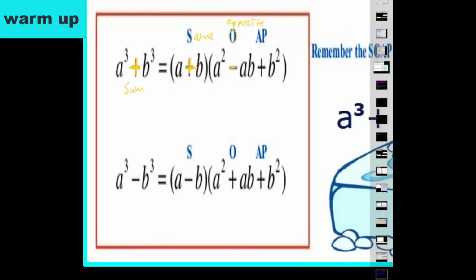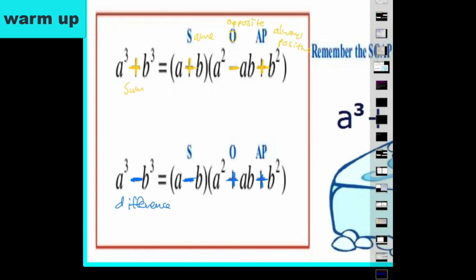So opposite of plus is a minus. And then AP stands for always positive. Okay. And then you basically do the same thing over here. So down here, this is called the difference. How do you know it's a difference? There's a subtraction sign. And difference, you do the same: same, opposite, which is plus, and then always positive. Okay?